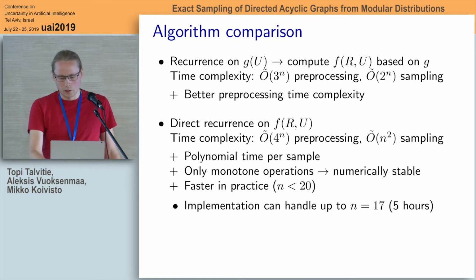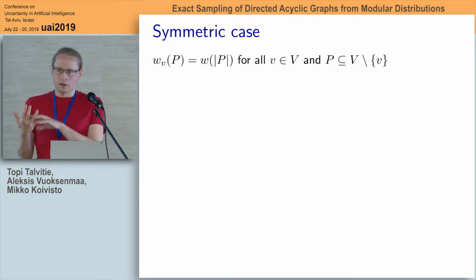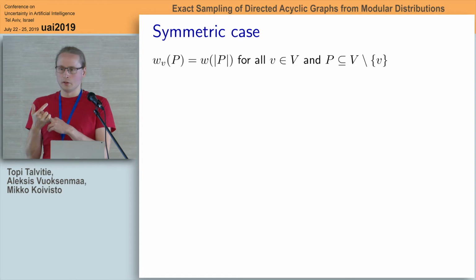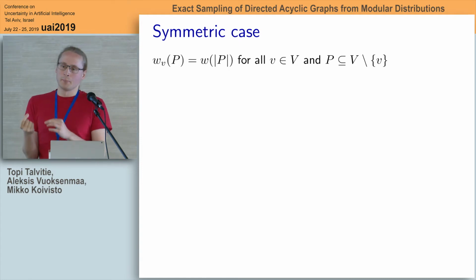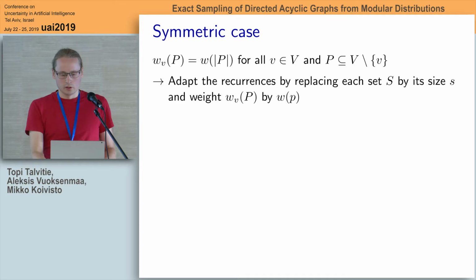Okay, so now I'll switch to describing the other case where we assume this to be symmetric. So all the nodes are like, the parent set weights only depend on the number of parents. So all the nodes are in a symmetric position. So this allows us to optimize the algorithm.